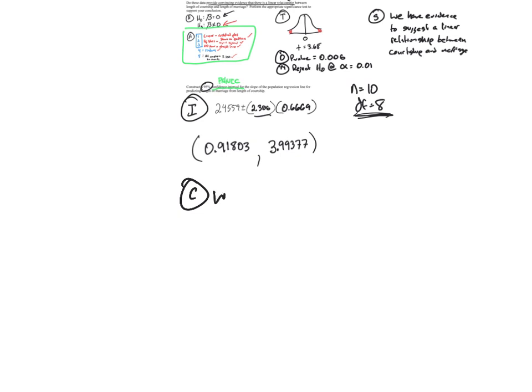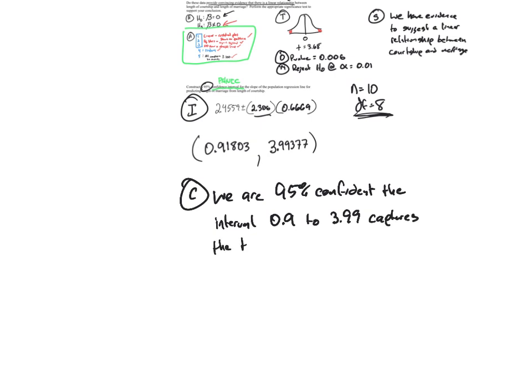Conclusion: we are 95% confident the interval 0.9 to 3.99 captures the true slope. That's not how you spell slope. True slope between courtship time and marriage time.